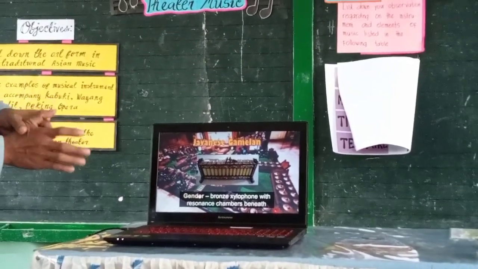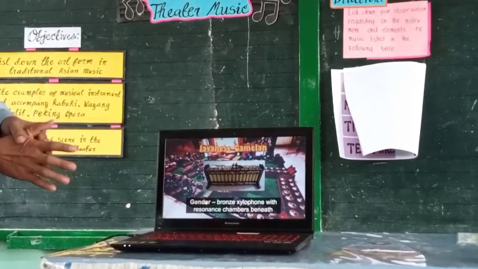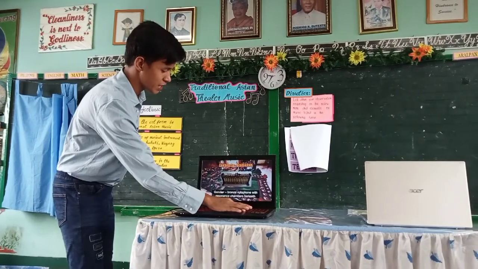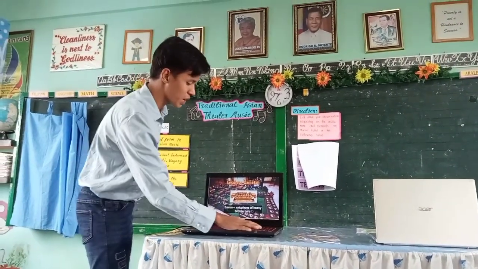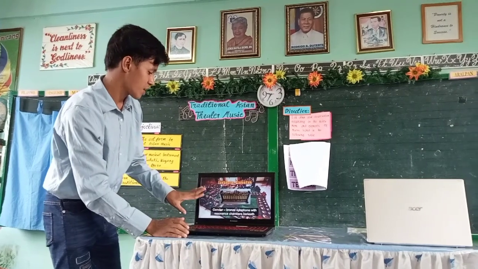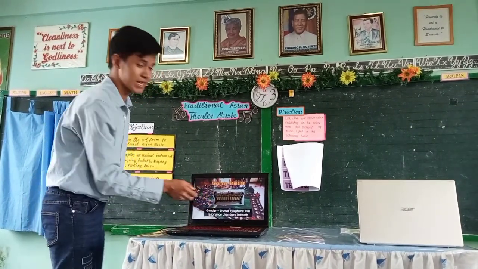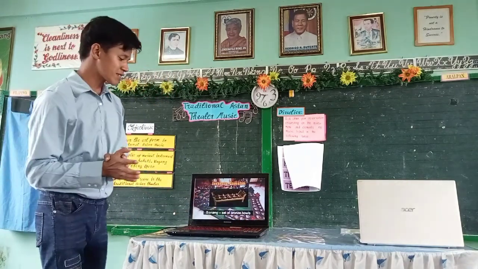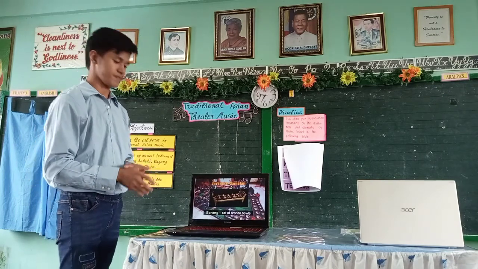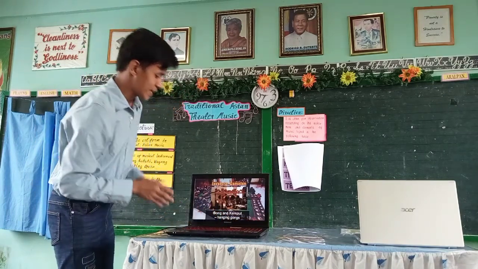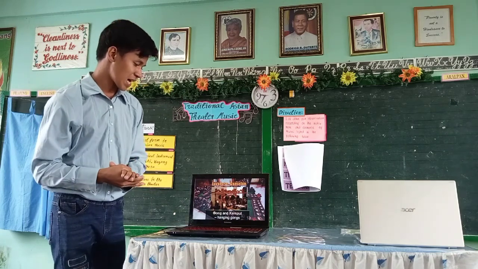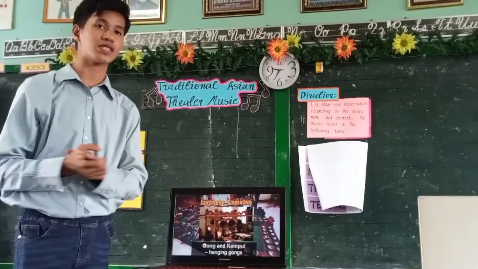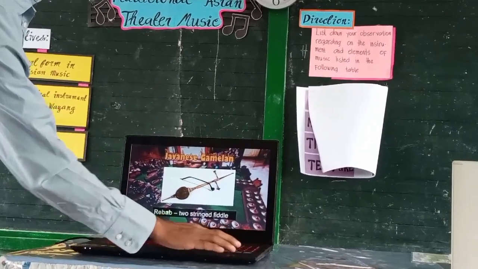Now, let's proceed. Another one is the gender, a bronze xylophone with resonance chambers beneath. As you observe, it's quite similar to the first picture, but the difference is that it is a xylophone with resonance chambers beneath. Okay, next is the bonang. Bonang is a set of bronze balls. Now let's proceed. There are gongs. Gongs and kempul, hanging gongs. So these are examples of gongs being used as their instrument.